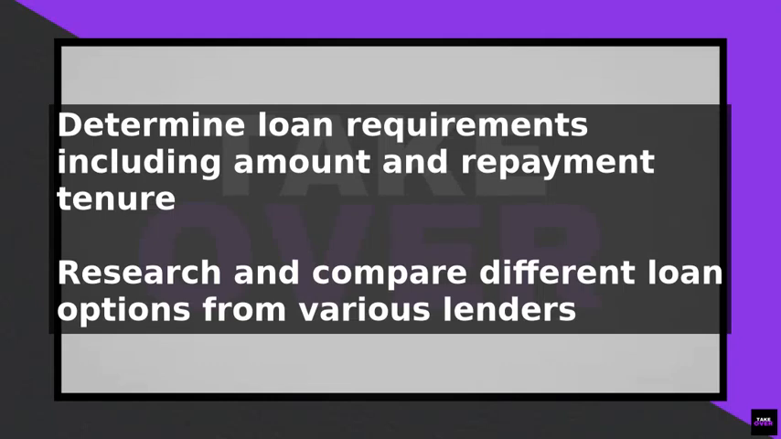To get a loan using an EMI calculator, start by determining your loan requirements, including the amount you need to borrow and the repayment tenure. Next, research and compare different loan options from various lenders to find the one that best suits your needs. Choose a lender that offers competitive interest rates and flexible repayment terms.